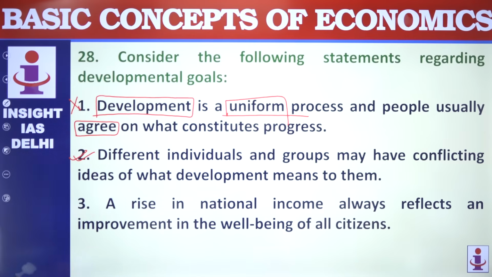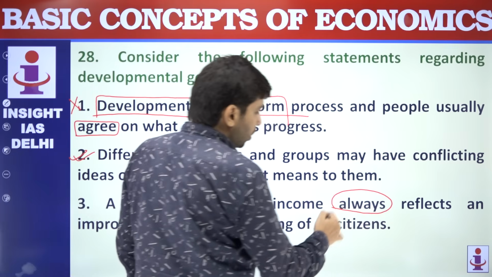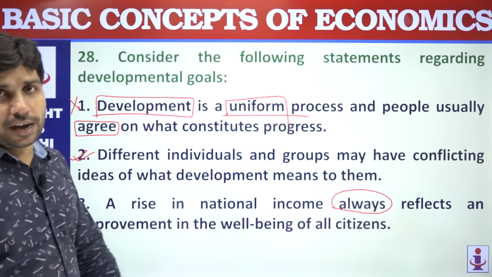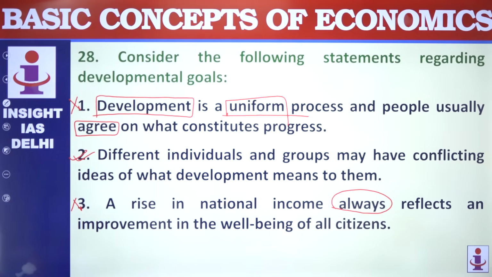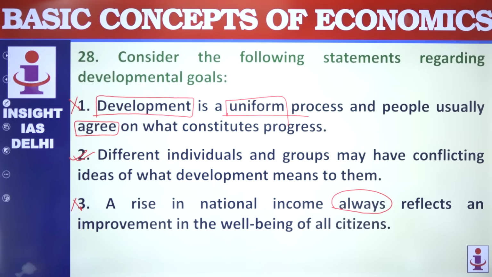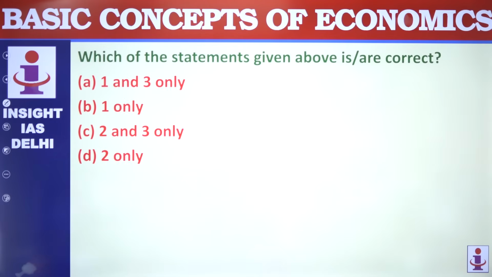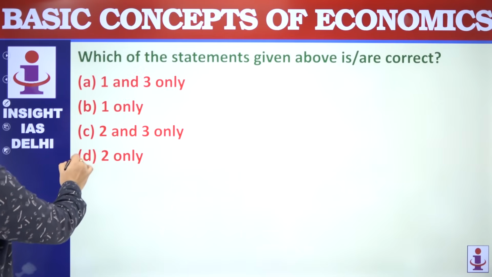A rise in national income always reflects an improvement in the well-being of citizens. No, national income can rise, but poverty may remain as it is. So this is also not correct. Then we have, which of these statements are correct. So 1, 2, only 2 is correct. 1 and 3 are not correct, so only 2 is correct.